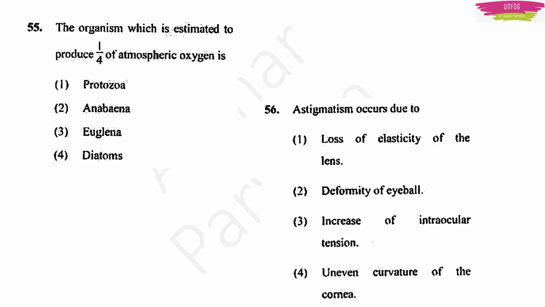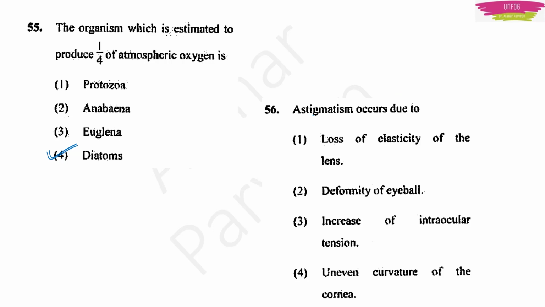Now next question. The organism which is estimated to produce 1/4 of atmospheric oxygen is option 1 protozoa, option 2 anabaena, option 3 euglena and option 4 diatoms. So it is actually option 4, diatoms, which produce 1/4 of the atmospheric oxygen.